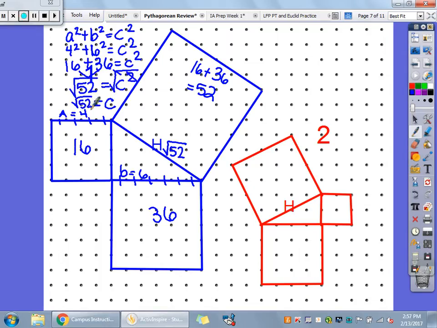So whichever way is best for you, either finding the area of each of these squares and then adding together and taking the square root, or using the Pythagorean theorem, either one of those is fine. See if you can figure out the red one.